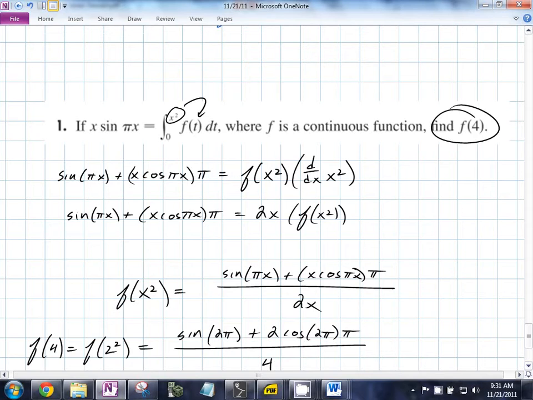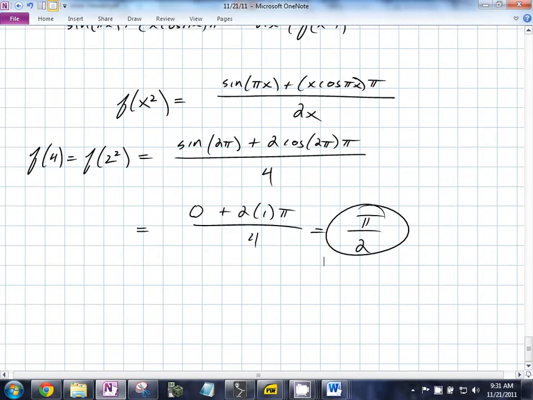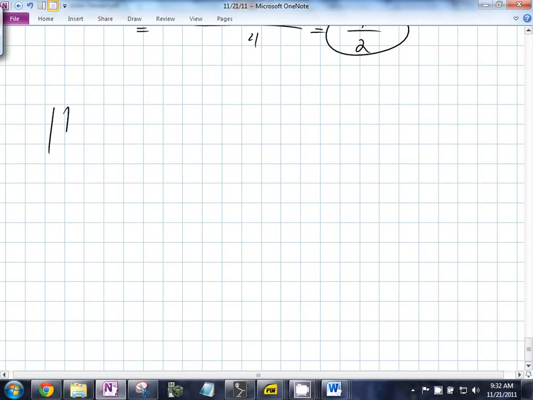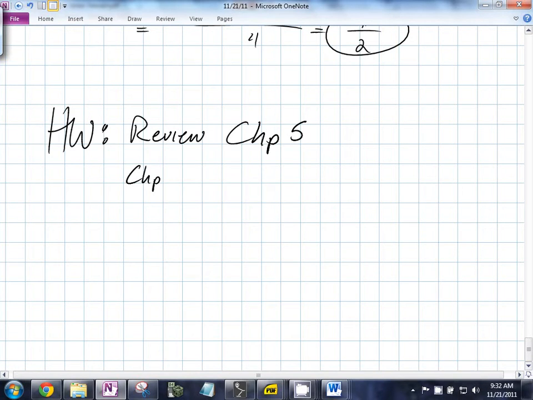Good things to review, your homework, everybody. Review chapter 5. The chapter review in the book is great. That's what you did, those problems for homework last night. The questions you're going to get on the test tomorrow are very similar to the ones in your chapter review.